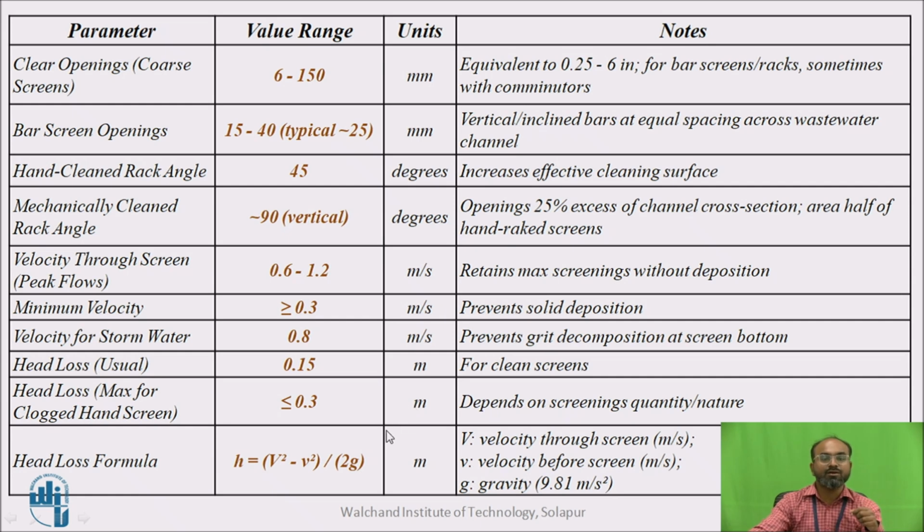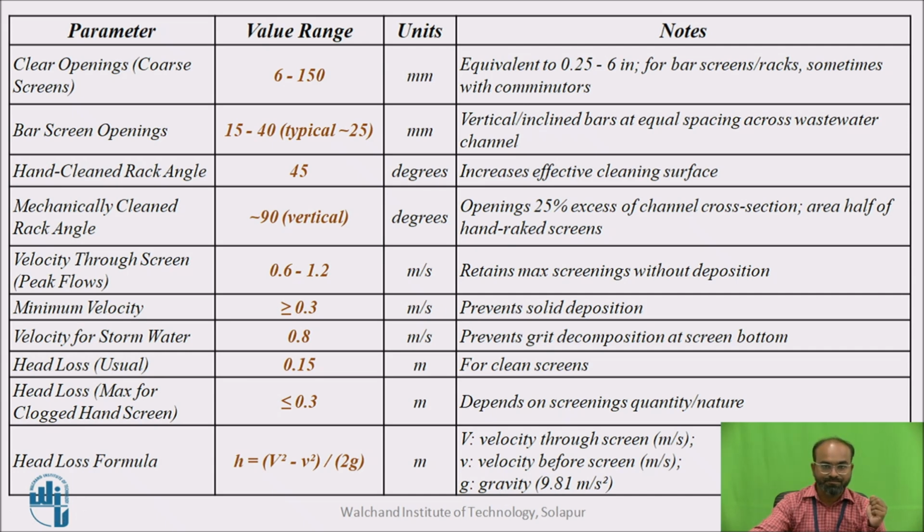Now, the head loss has a formula: h = (V² − v²) / 2g, where capital V is the velocity through the screen, in meter per second, and small v is the velocity before the screens, again in meter per second, and g is gravity, for which we take the value 9.81 meter per second squared.